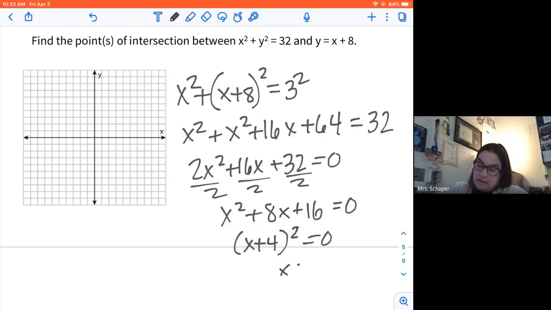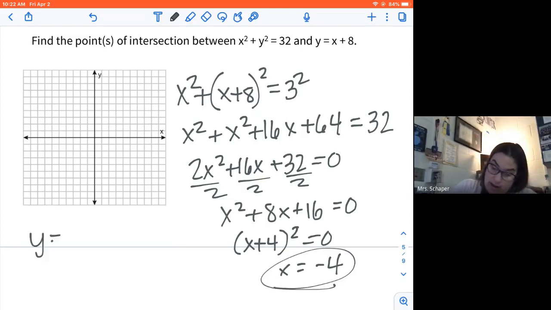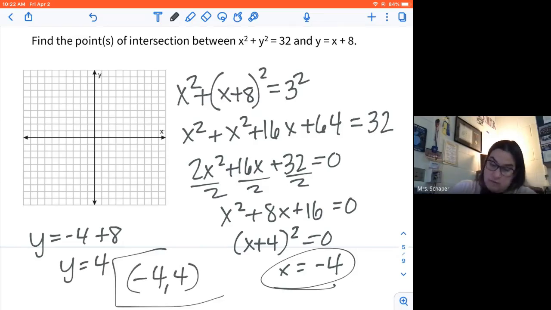So x equals -4. So where it crosses is at -4 on the x-axis. And then y equals -4 plus 8. So y equals 4. So the intersection point is -4, 4. And we write it as an ordered pair.